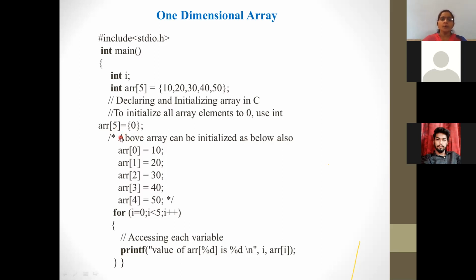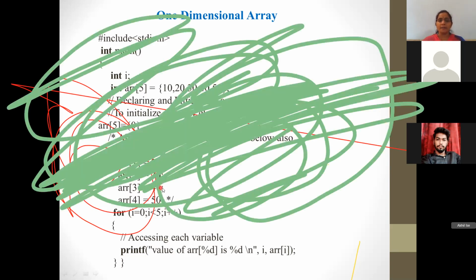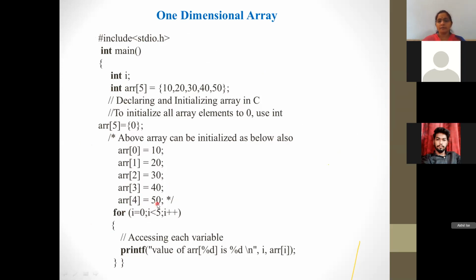Suppose if you do not want, then you can initialize individually also. So how to initialize individually? Using the array indexes 0, 1, 2, 3, 4. ARR of 0 is equal to 10, ARR of 1 is equal to 20, ARR of 2 is equal to 30, then third element 40, fourth element 50.